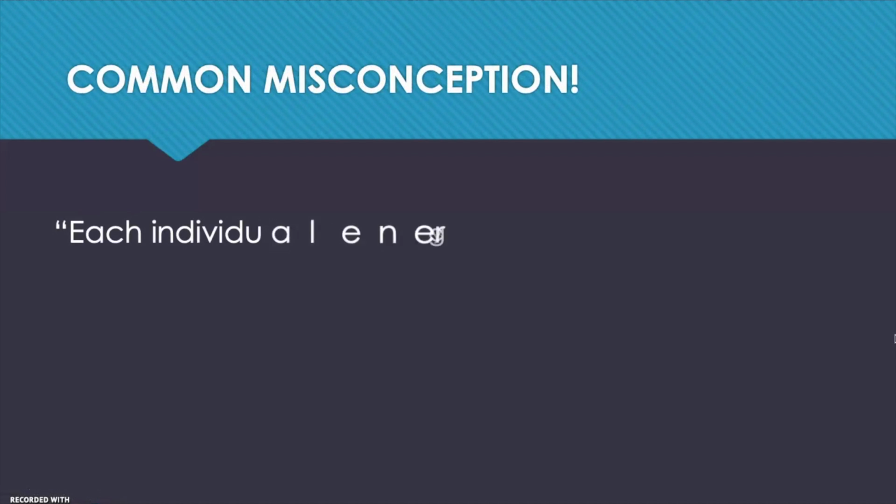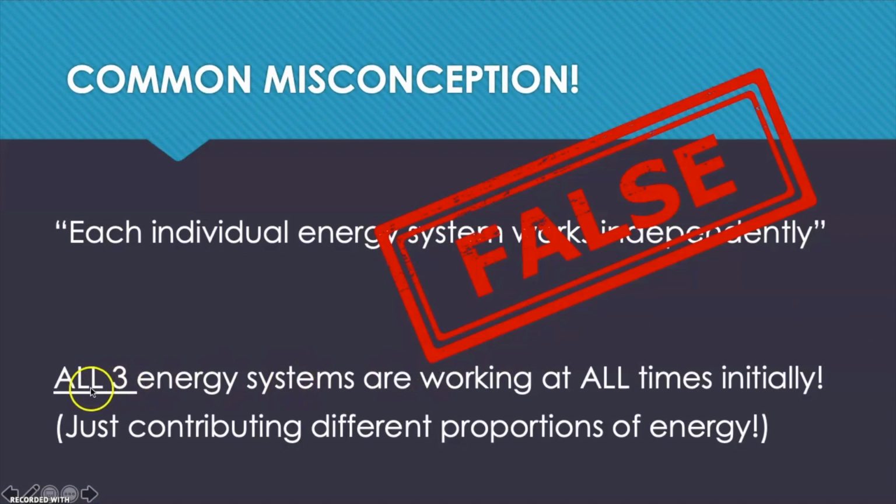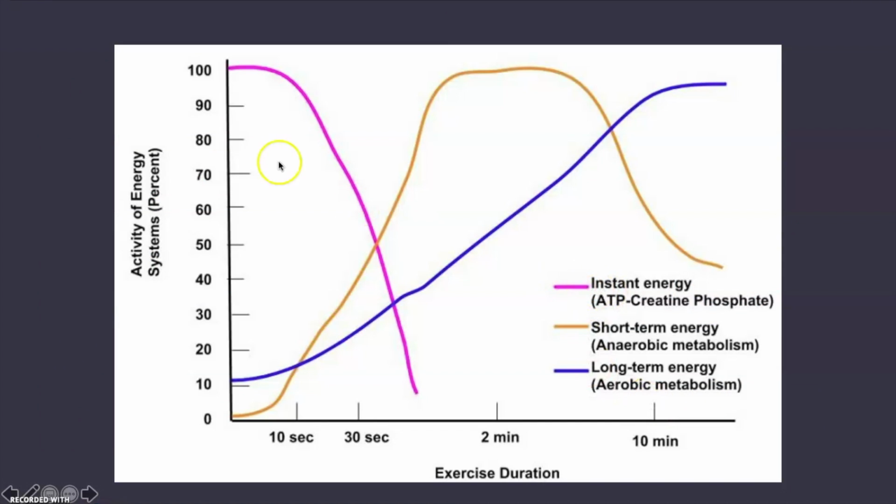So the common misconception is each individual energy system works independently. This is just not true. In fact, all three energy systems are working at all times, even in the first few moments of exercise. They are just contributing different proportions of energy. So have a look at this diagram. The pink line here is our ATP-PC system. The yellow line here is our lactic acid system, and the blue line is our aerobic system. As we previously mentioned, approximately 10 seconds is when the ATP-PC system is dominant. After 30 seconds, that's when the lactic acid takes over, and around 5 or 6 minutes is where the aerobic system takes over as the dominant provider of energy.